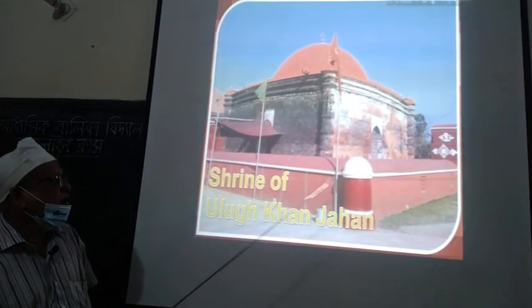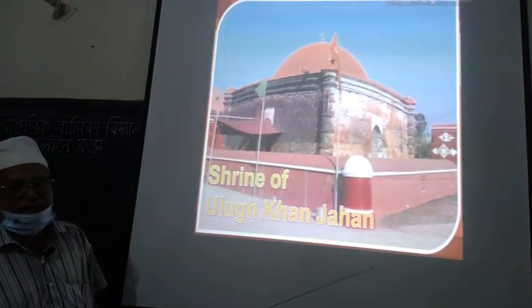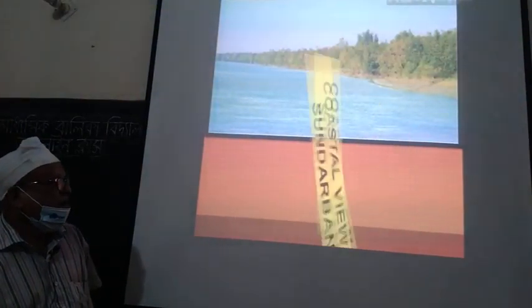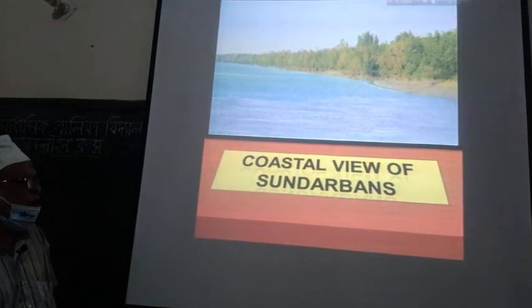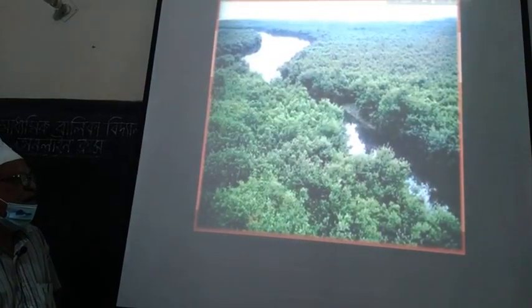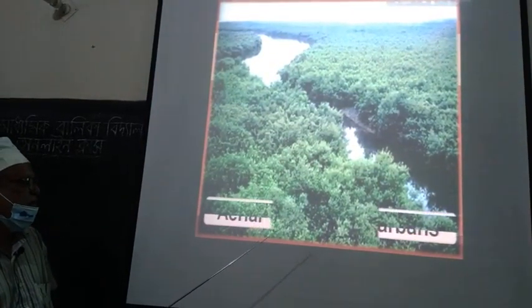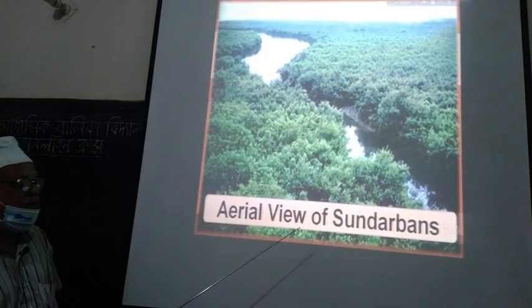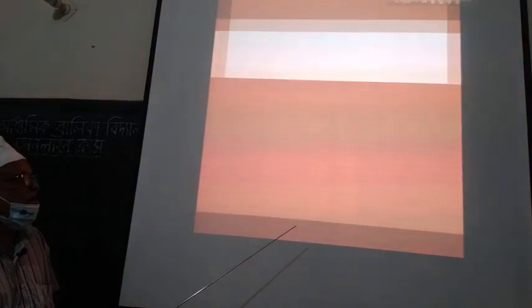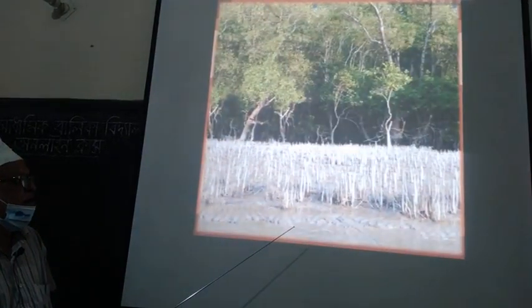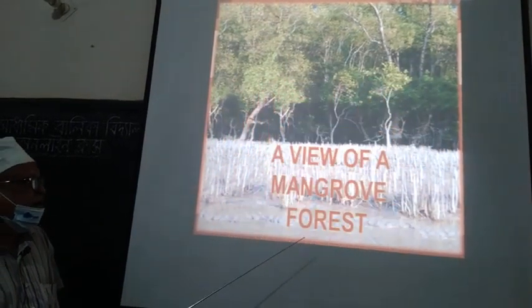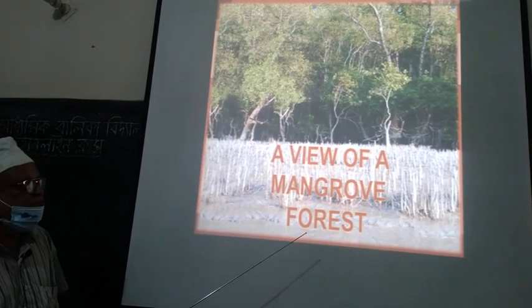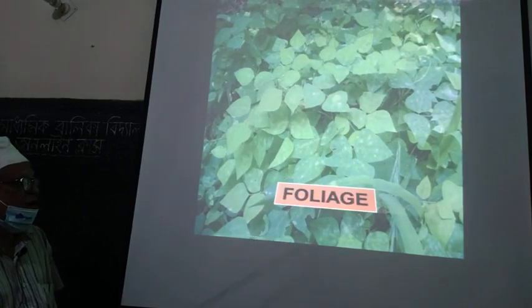Next, scene of Ullah Khan Jahan Rahmatullah alayhi. Coastal view of Sundarbans. Next, aerial view of Sundarbans. This is a view of a mangrove forest. Foliage.